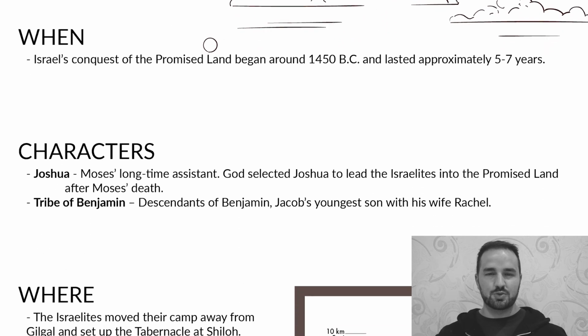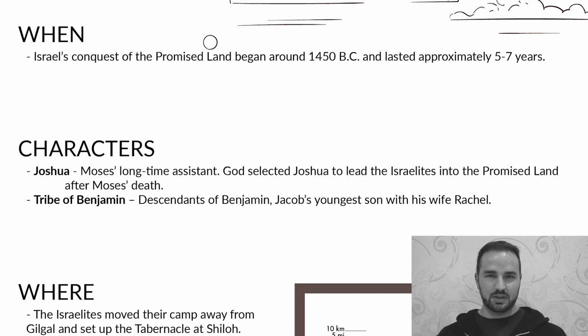Okay, our main characters. We've got Joshua. He's the leader of the Israelites. The book's named after him. We've talked about him a lot, both in the book of Joshua and in previous books. He used to be the assistant of Moses before Moses died.